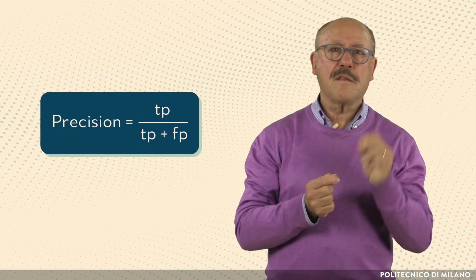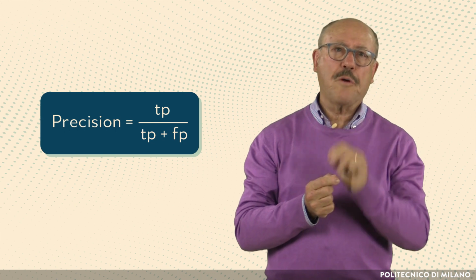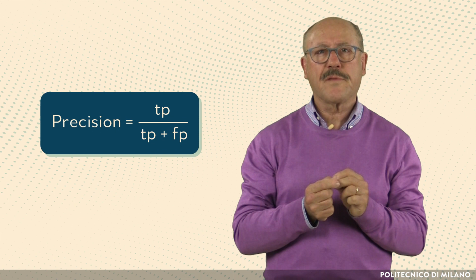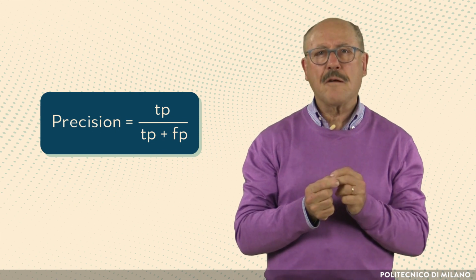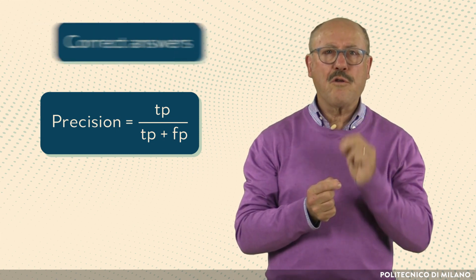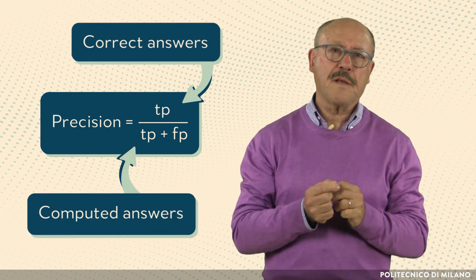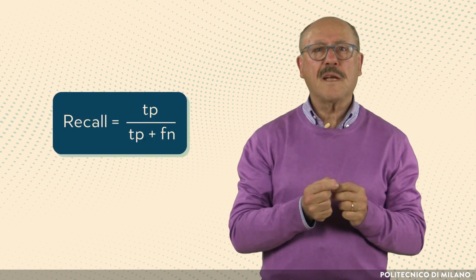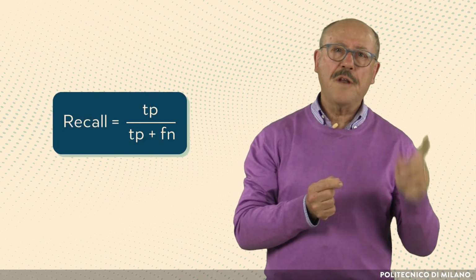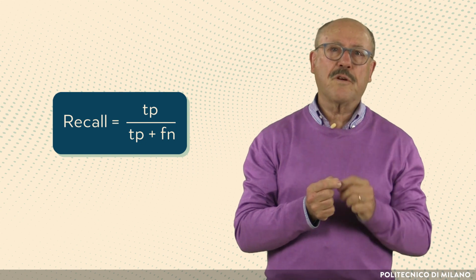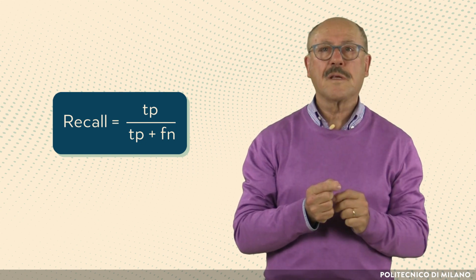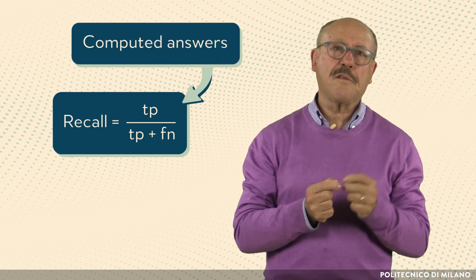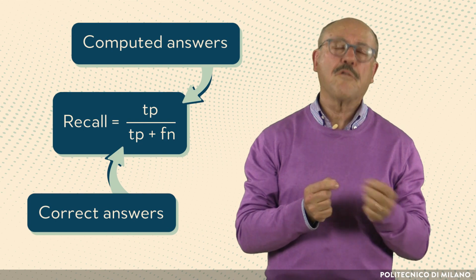Precision is defined as the ratio between the number of true positives and the number of true positives plus false positives. In the case of an approximate algorithm, it is the fraction of correct answers among the computed answers. Ideally, it should be 1. Recall is instead defined as the ratio between the number of true positives and the number of true positives plus false negatives. In the case of an approximate algorithm, it is the fraction of the computed answers over the total number of correct answers.